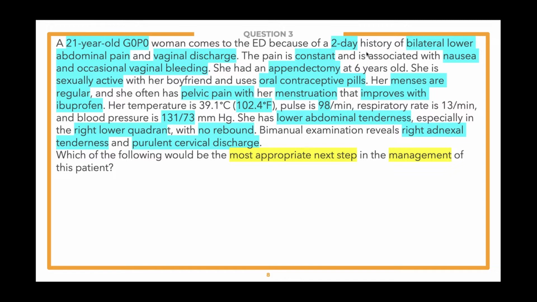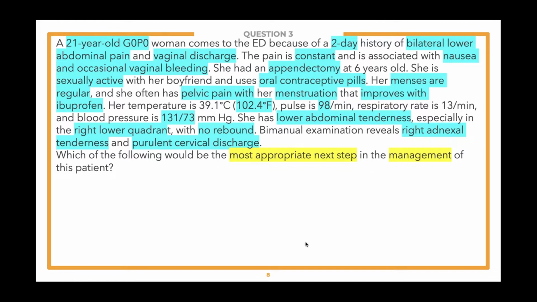Okay. Now, anytime they tell you about pain, you want to find out what kind of pain. You want to find out descriptors of the pain. What is it associated with? You want to find out medical history, medications she's taking. And in this case, we highlighted that. She had an appendectomy, is sexually active, and takes OCPs. They give us some important vital signs, and then physical exam findings. Especially in Step 2 CK, it's going to be very important to interpret those physical exam and imaging findings. Okay, so we highlighted some of those that we think are important there.